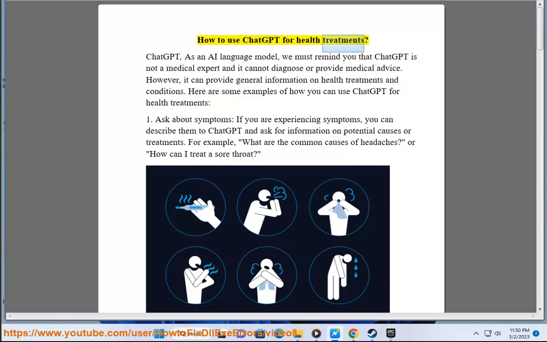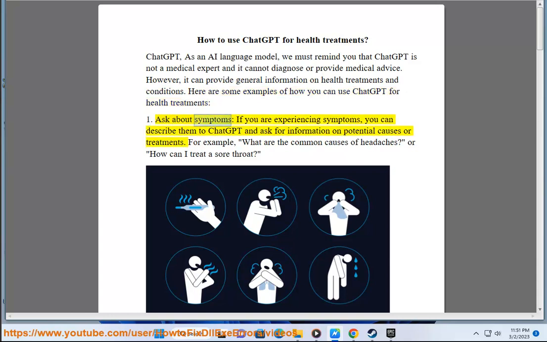How to use ChatGPT for health treatments. ChatGPT, as an AI language model, we must remind you that ChatGPT is not a medical expert and it cannot diagnose or provide medical advice. However, it can provide general information on health treatments and conditions. Here are some examples of how you can use ChatGPT for health treatments.